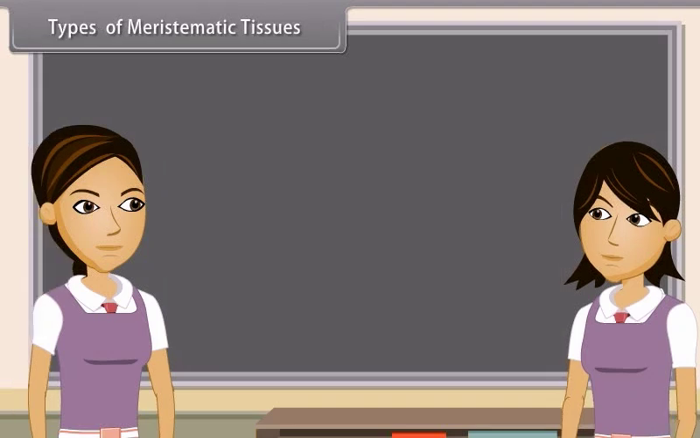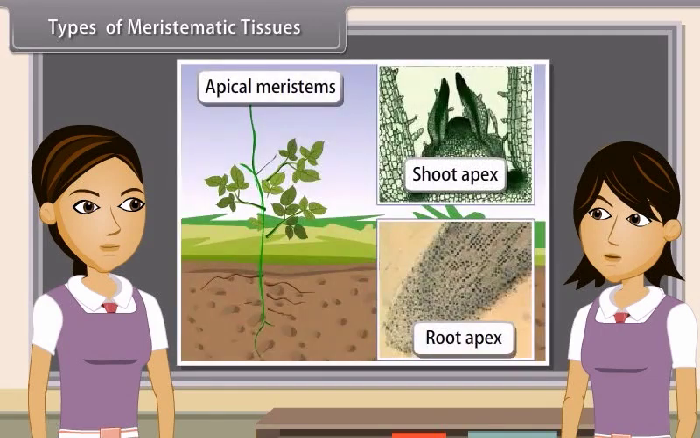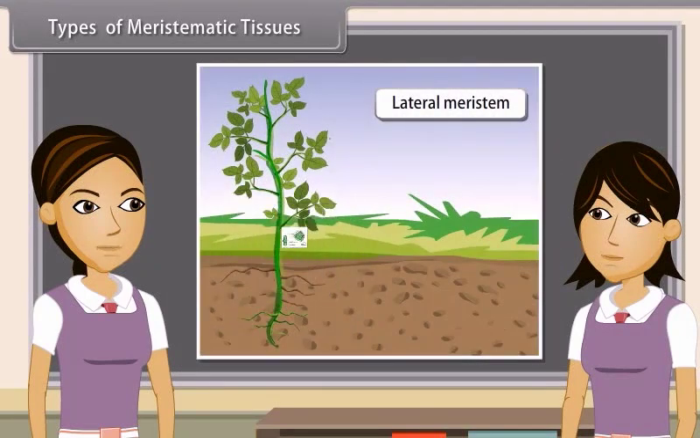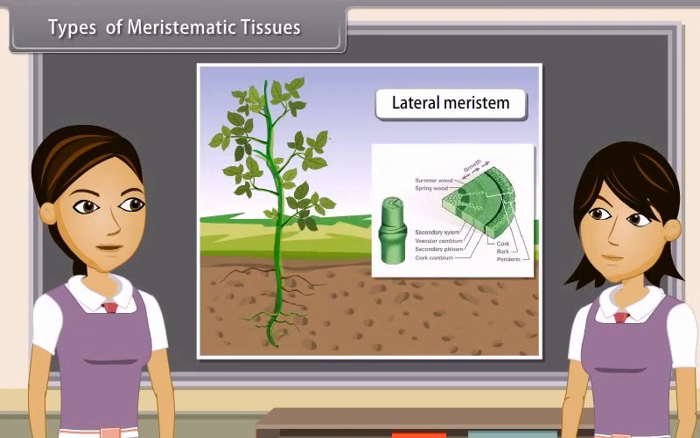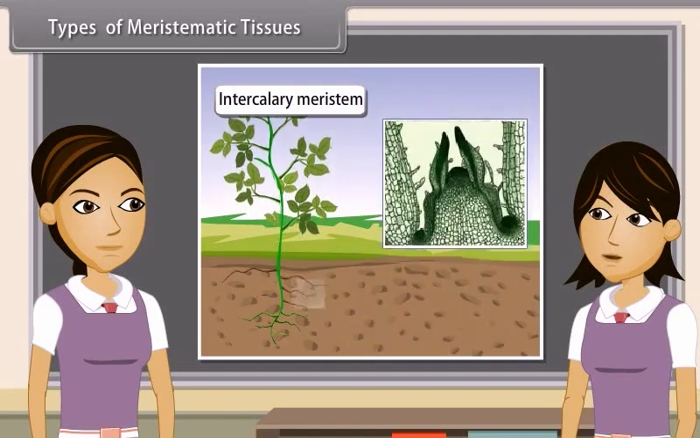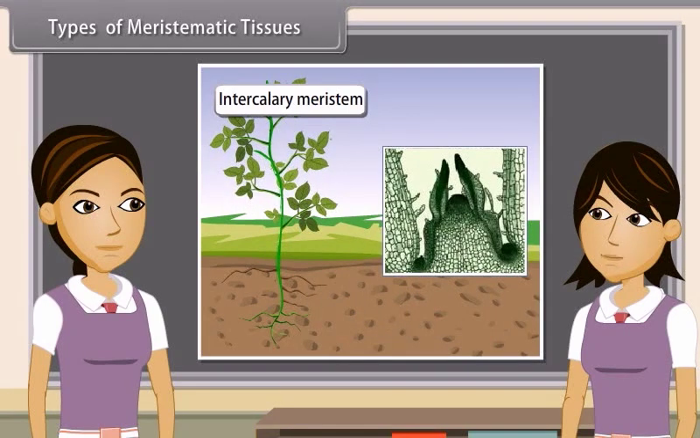Types of meristematic tissues. Depending on the region where they are present, meristematic tissues are classified as apical, lateral, and intercalary. The tissues present in the growing tips of stems and roots are known as apical meristem. The tissues present on the lateral side of roots and stems are lateral meristem. The tissues which lie at the base of internodes of stem are called intercalary meristem.